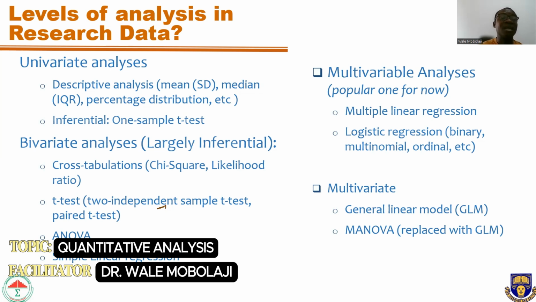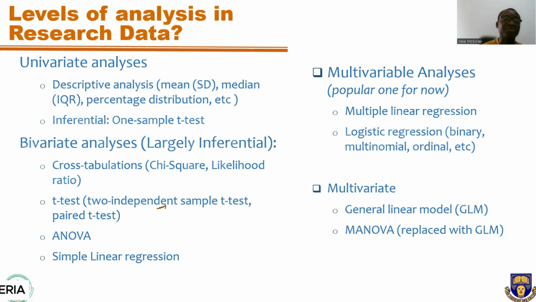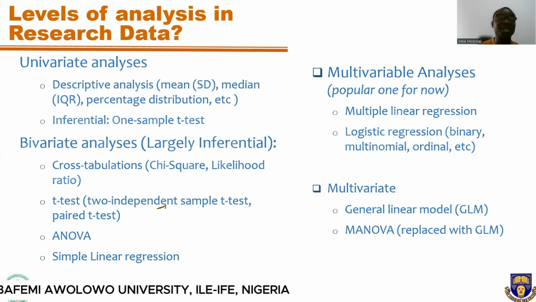Then, like I said, sometimes you could do some inferential statistics in univariate analysis. A good example is one sample t-test. And there are some other ones that you do inferential statistics with in univariate analysis. For bivariate, we do cross tabulation if your data is categorical. We do t-test, either independent sample t-test or paired t-test and what have you. And also you could do ANOVA, you could do simple linear regression for bivariate.